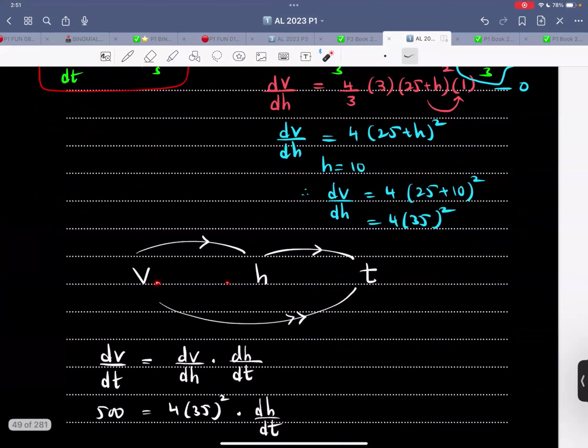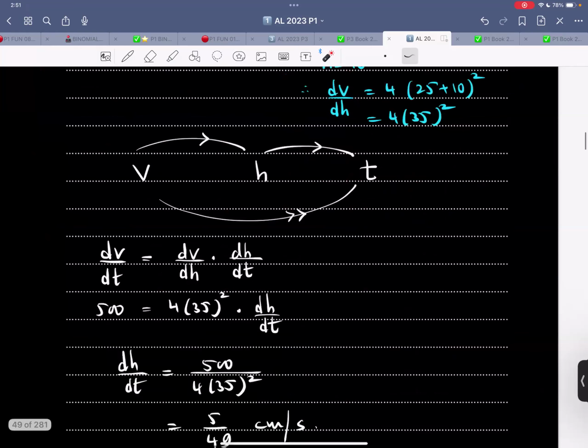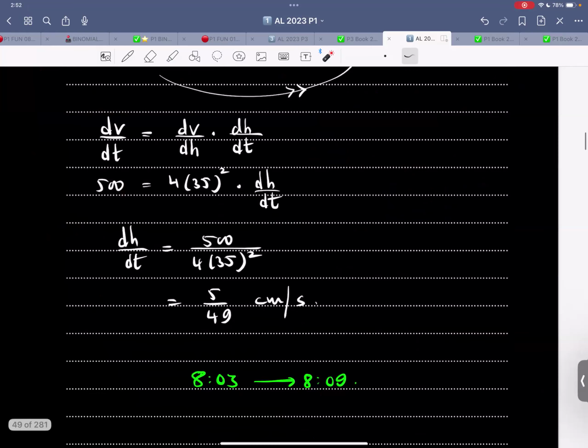Volume in terms of h in terms of t, volume in terms of t. dV by dt, that's given. dV by dh, that is found, into dh by dt, and this is your answer. Leave the answer in the fraction form.